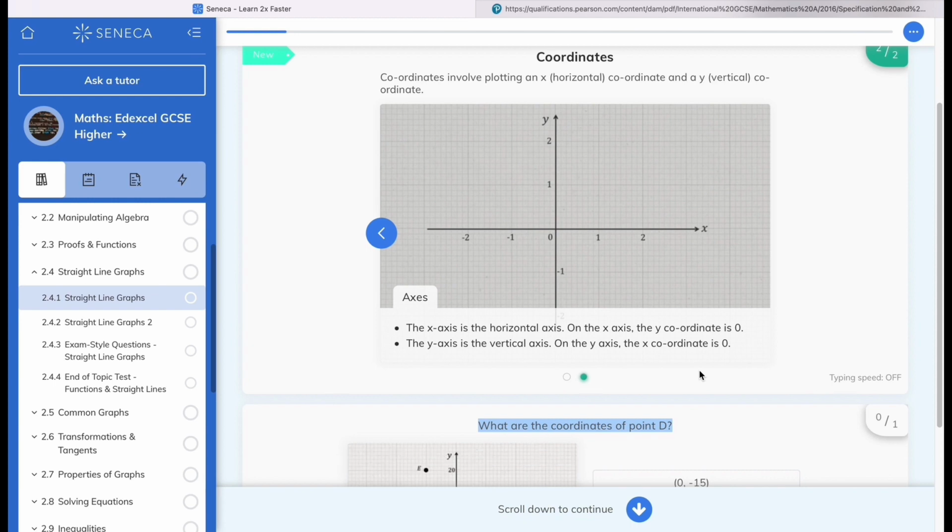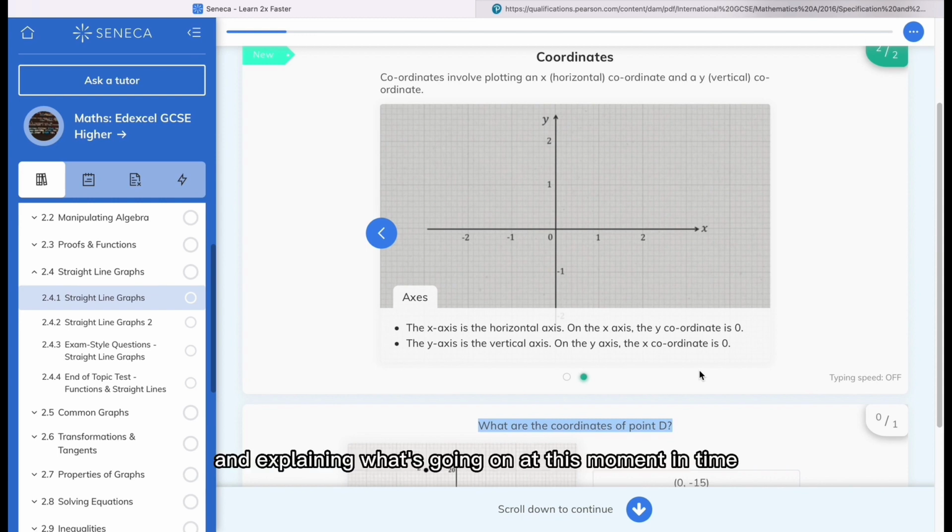You do get a little sound which is a bit too loud, but you can see over here that we can watch a video as well. They'll give you a video to watch. It's teaching you algebra basics, graphing on the coordinate plane. We don't want to get any copyright issues, so I would put this video on mute, and it will explain what is going on, plotting x, y, and explaining what's going on at this moment in time.